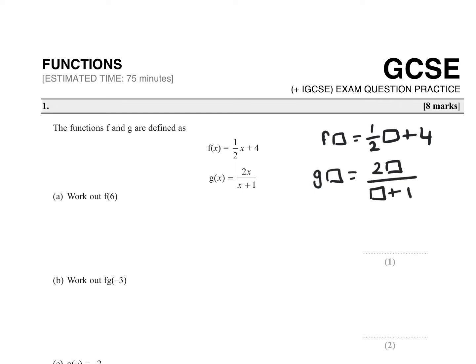So for the first question, nice and simple, it says work out the value of f6. So this is saying f6 means wherever there is an x, I'm going to substitute in 6. And whenever I do substitution, I'm going to use brackets. So half lots of x, now our x is now 6, plus 4. A half lots of 6 is 3. 3 plus 4 is 7.